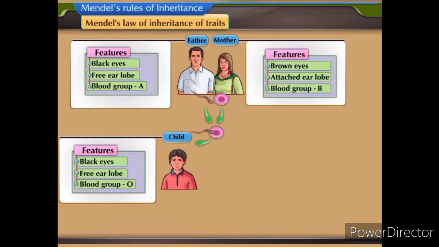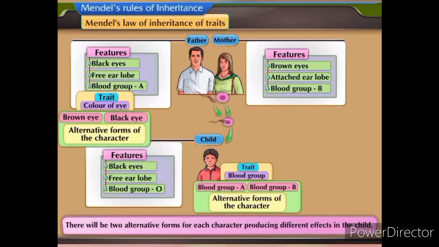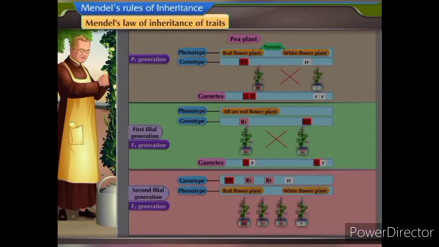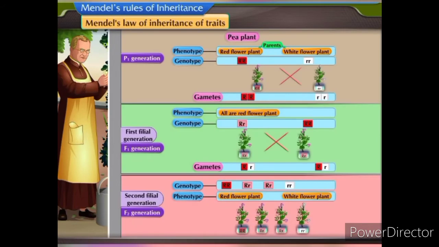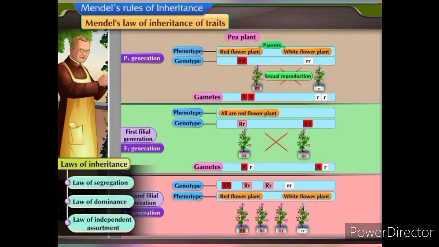If the contribution of both the father and the mother is equal, then for each trait there will be two alternate forms for each character, producing different effects in the child. These alternate forms of a gene are called alleles. Mendel thought on similar lines and conducted experiments on the pea plant that reproduces through sexual reproduction. Based on his observations and results, Mendel formulated the laws of inheritance.